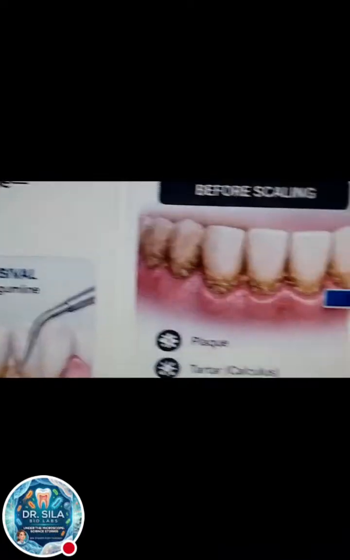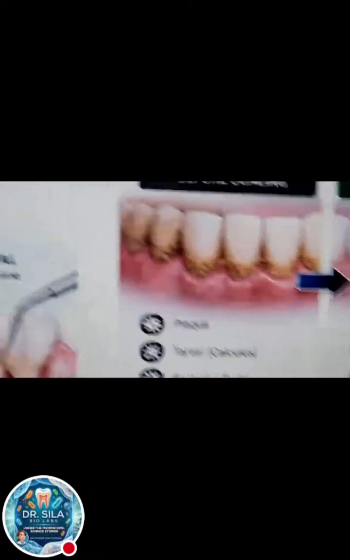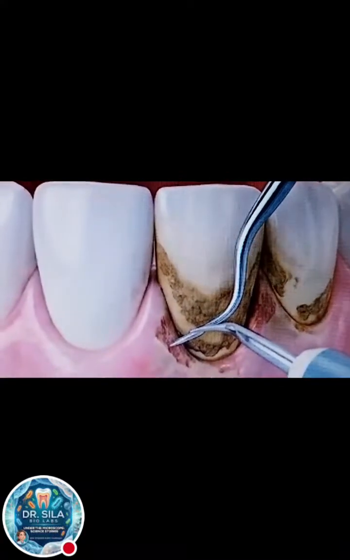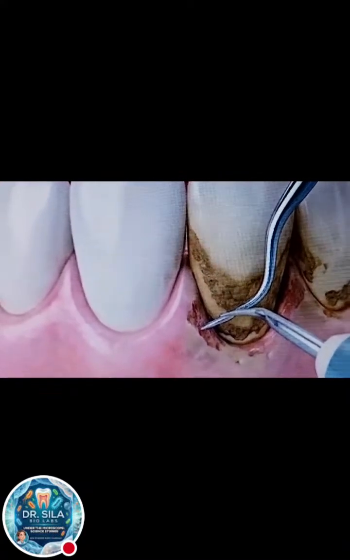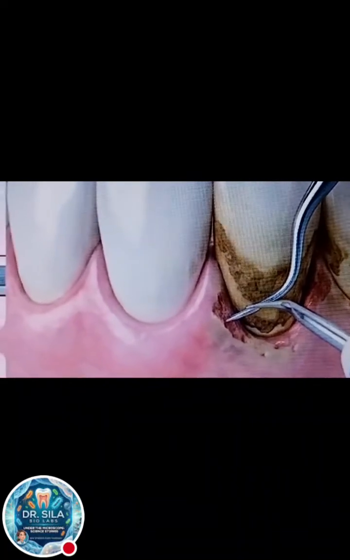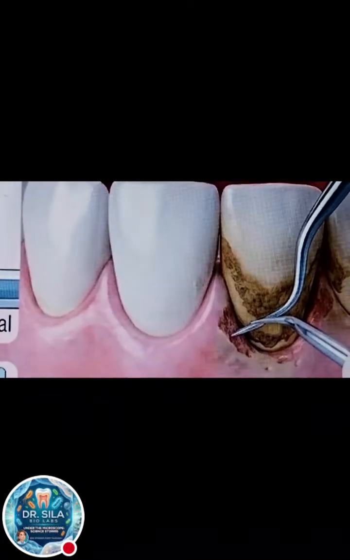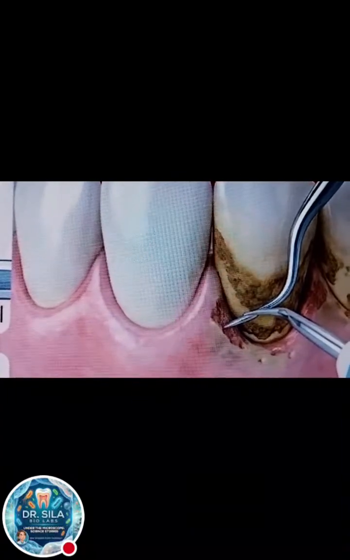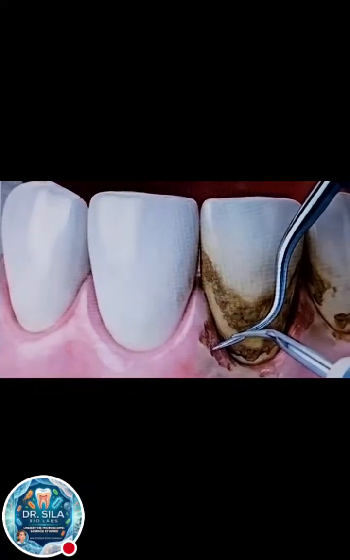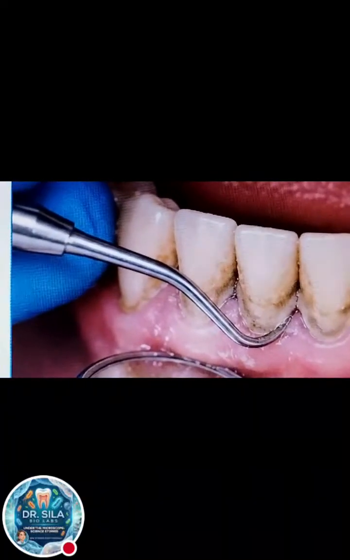Before scaling, what was it? Plaque, tartar, calculus, bacterial toxins and inflamed gums. You can see. Okay? So scaling is just a non-surgical procedure, mechanically removing the plaque, bacterial biofilm and hard calcified mineral deposits, supragingival and subgingival. The clinical objective is restoring a biologically clean, smooth root and enamel surface, enabling natural gum reattachment and healing.